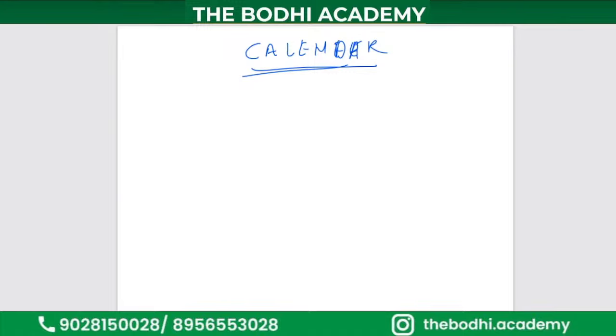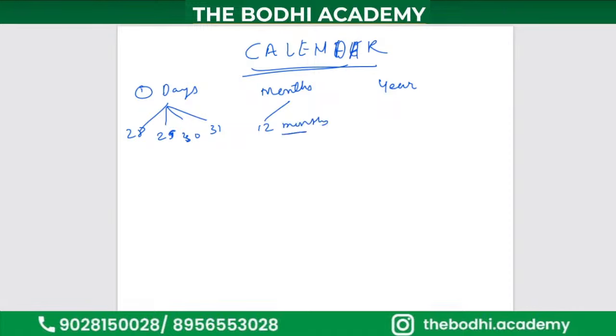Now, in calendar problem, there are things we should know: days, months, year. Days: we have months of 28 days, 29 days, 30 days, and 31 days. Months: we have only 12 months, no variety in this. Year: we have normal year and we have leap year. These are the two things.